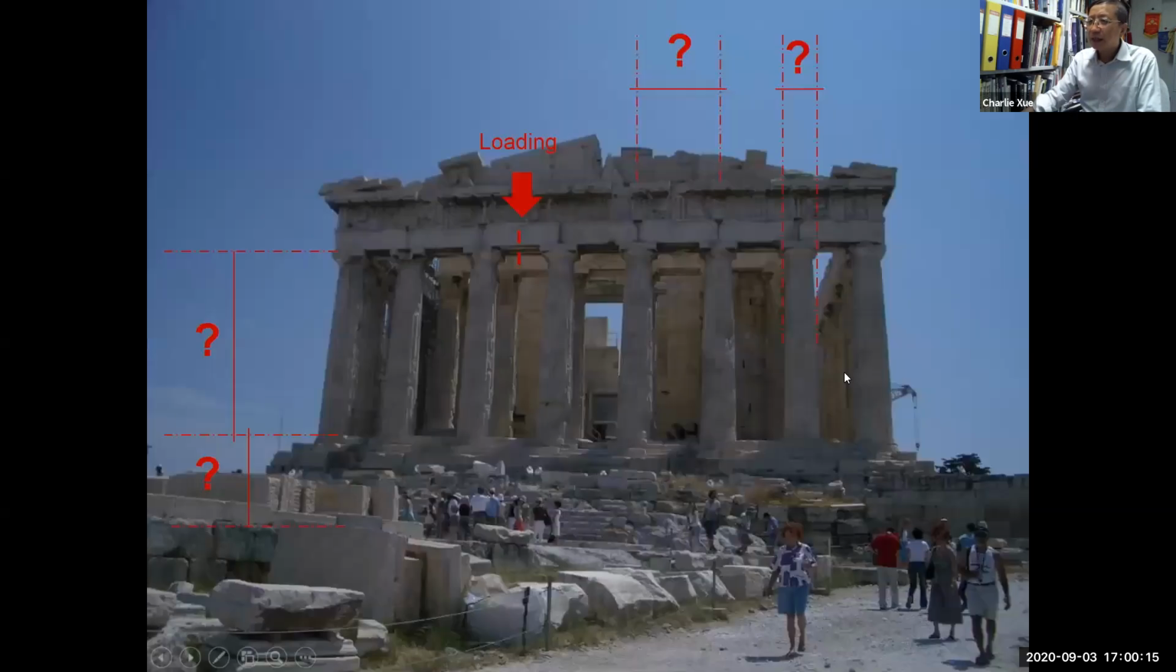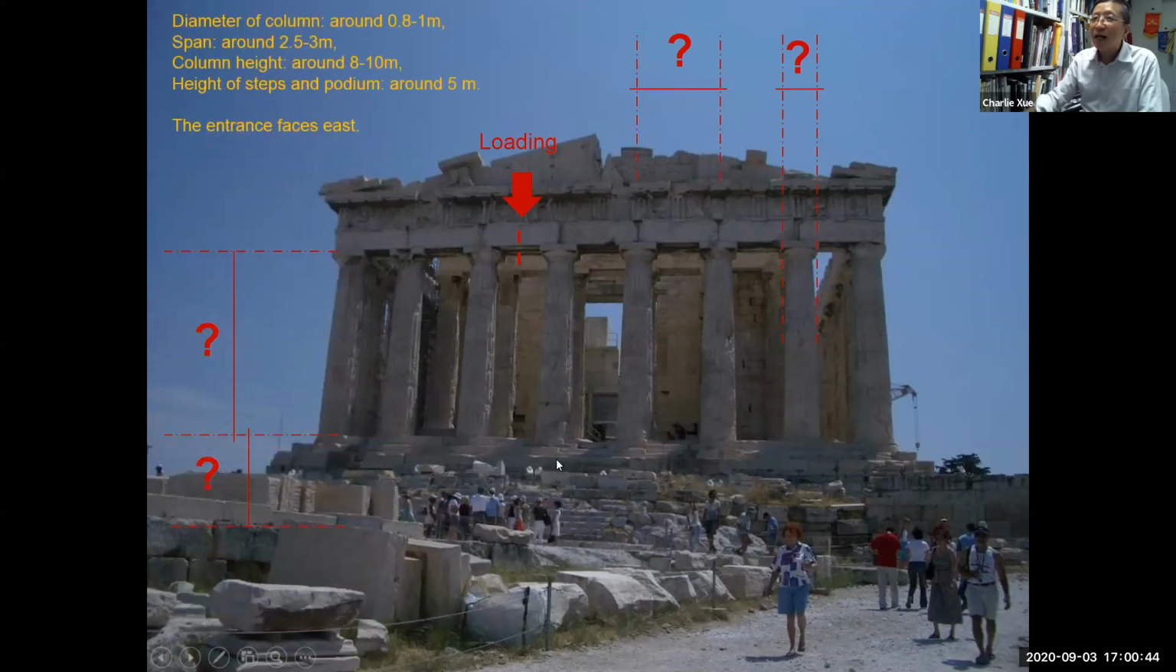And people also draw, why do people draw this? First I'm concerned with the loading. Loading is here. So that is the width between the columns. How wide are the columns? So in Greece, when I visited, I tried to measure all of those. And also, how high are these steps? So this span is 2.5 to 3 meters. So that means this stone should be 2.5 to 3 meters. Column height, 8 to 10 meters. Diameters of the columns, 800 to 1 meter. So this is my measurement.